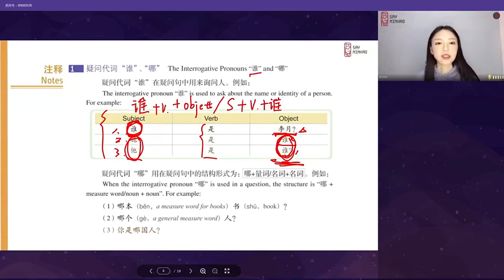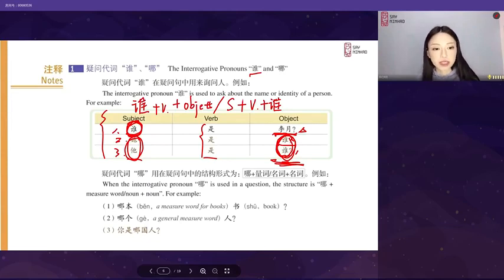你是谁? Okay, this time try to ask a question. Who is Ronnie? This question, let's try to make it. This time we already know the identity. We know the name. Then the answer is 谁是Ronnie, right? Very good, very good. So this is the interrogative pronoun 谁.